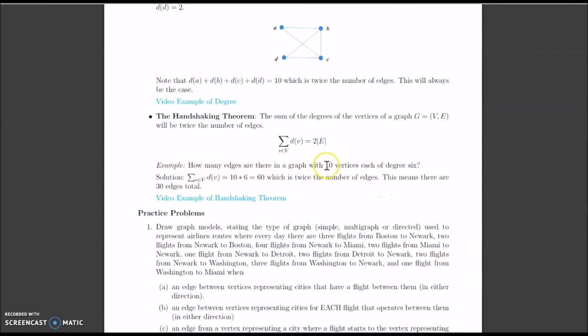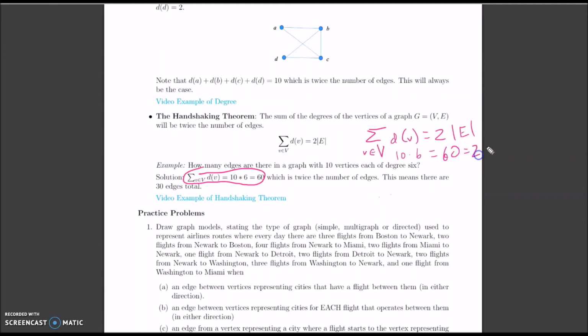How many edges are there in a graph with 10 vertices, each of degree 6? Well, we're trying to count the number of edges. The handshaking lemma gives us that if you add up the degrees over all the vertices, this is going to be 2 times the number of edges. If there are 10 vertices, each with degree 6, adding up the degrees of all of them is just 10 times 6, which gives you 60.